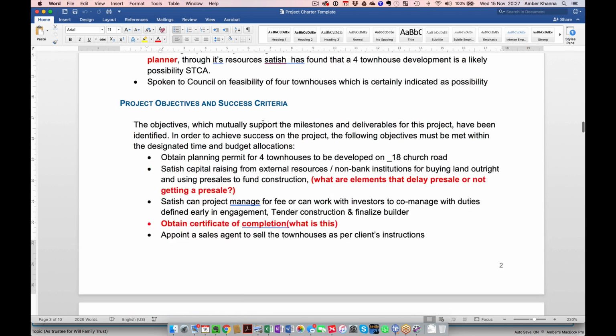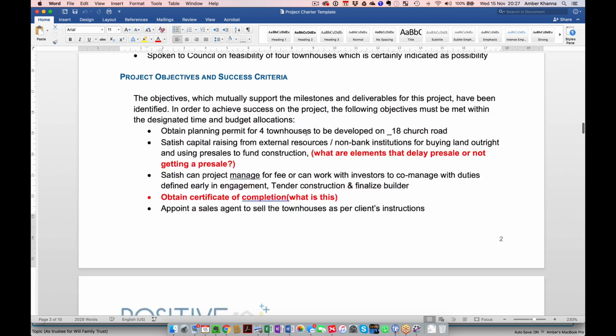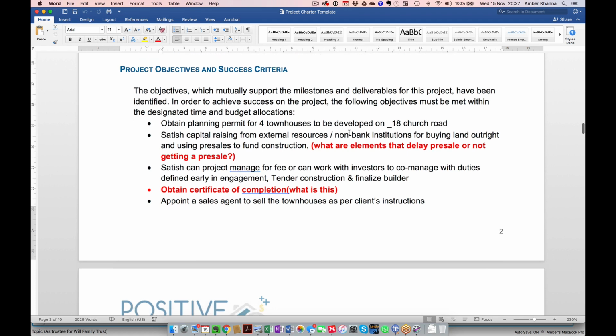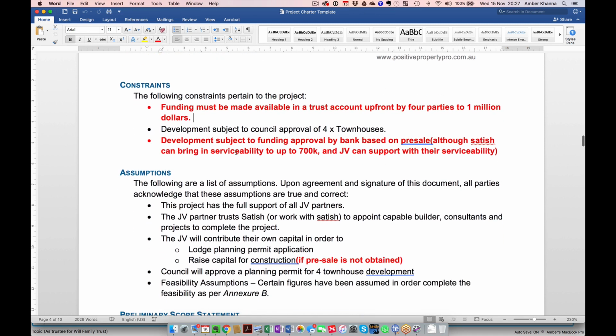Yes, because in your scenario you haven't got a DA. It's STCA, subject to council approval. Your out is that once you get a DA and you're not able to get your pre-sales, whatever it is, you can actually get the uplift, sell the land, get out of the project. That's your exit strategy if you don't get your pre-sales. Excellent. Okay. Funding must be made available in trust account upfront by 4 parties. Yes.